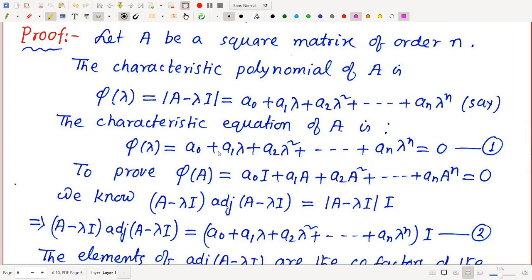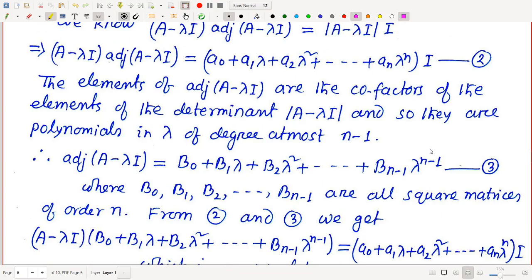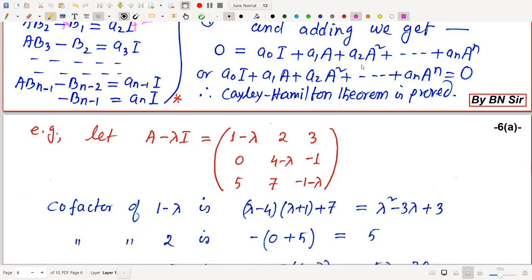This equation was the characteristic equation: A naught plus A1 lambda plus A2 lambda square plus dot dot dot plus A_n lambda to the power N equal to 0. Replace lambda by capital A and A naught by A naught into I, we get capital O. So the square matrix capital A satisfies its characteristic equation. So the Cayley-Hamilton theorem is proved.